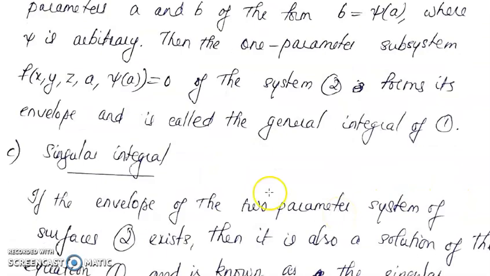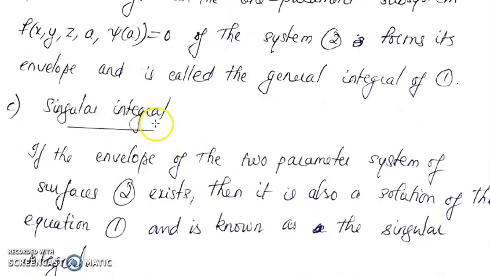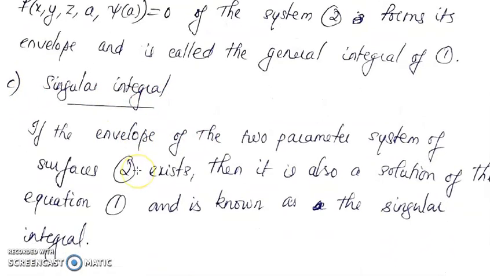And the third type of solution is the singular integral. So the singular integral is obtained by finding the envelope of the two parameter system. f of x y z a b equal to 0 is our complete integral. So for the complete integral, you differentiate with respect to a. So take ∂f/∂a equal to 0 and ∂f/∂b equal to 0. Then eliminate a and b.